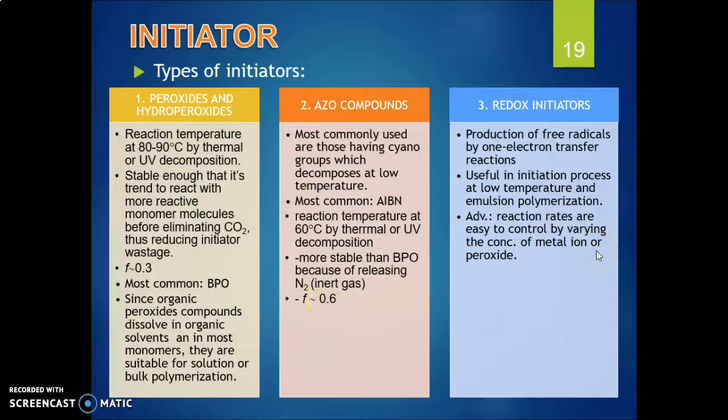For redox initiator, it is the production of free radicals by one electron transfer reaction. It is useful in the initiation process at low temperature and in emulsion polymerization. Emulsion polymerization is one of the techniques to produce paint.